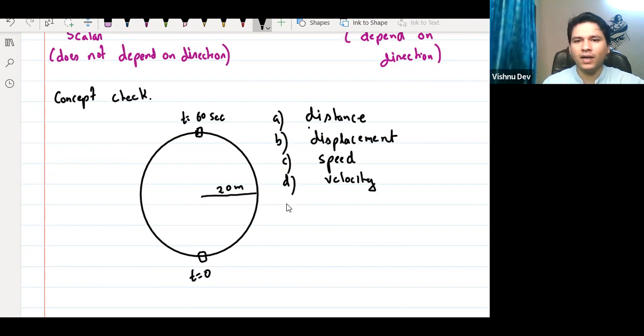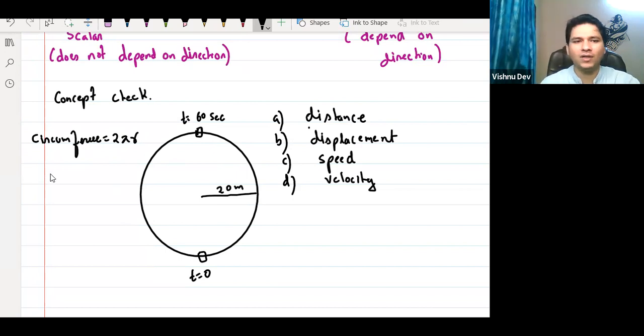Tell me, step by step, everyone. From this point to this point, it is a diametrically opposite point. And we know that the circumference of a circle is equal to 2 pi r. This total length is 2 pi r. And the diameter is equal to 2r. This is something that we know.